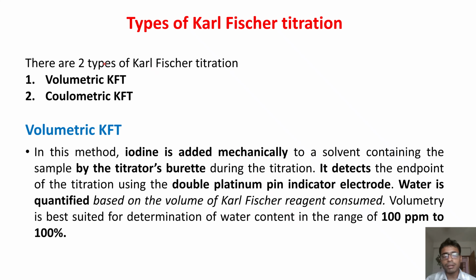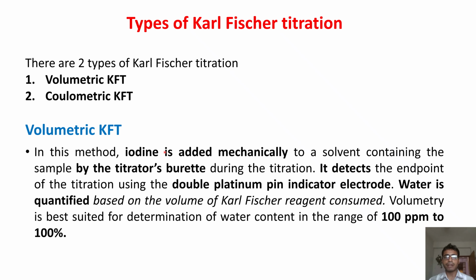So after performing our titration, we have to interpret our result. There are two ways we can interpret our result: one is volumetric KFT and another is coulometric KFT. As the name suggests, volumetric means you will do some volumetric titration here. Coulometric means by coulometry you will see the electrical change, the electron transfer, and your overall water content or moisture content can be determined by the coulometric method.